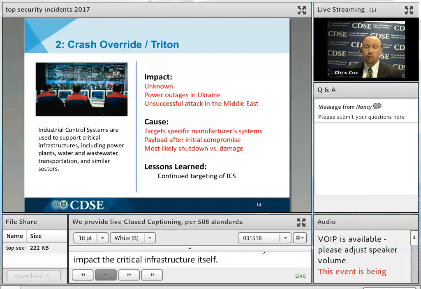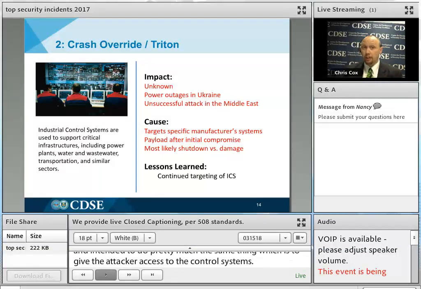We really don't know how effective these attacks were or could be, or if they're still being used in the wild, but we do know that one was the cause of power outages in Ukraine and unsuccessful attacks in the Middle East. In both cases, the payload required an initial compromise, perhaps by malware or other hacking methods, in order to release the payload onto the network.